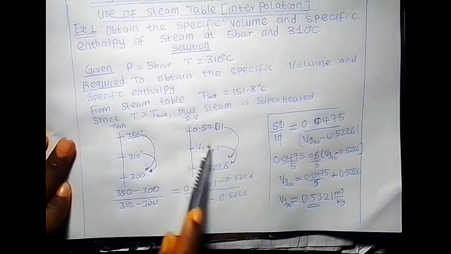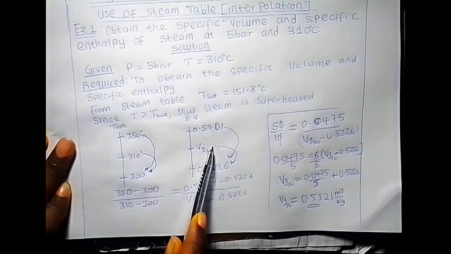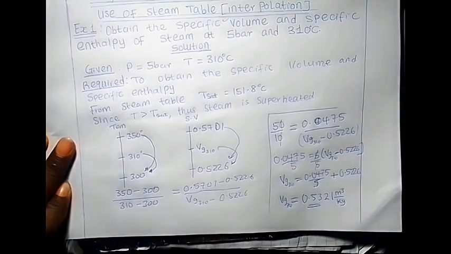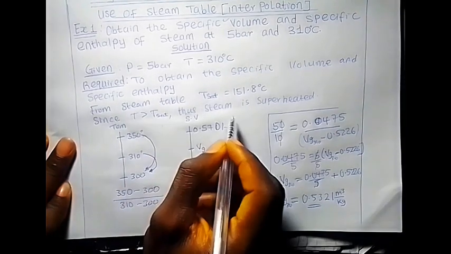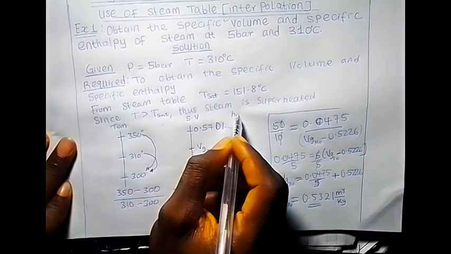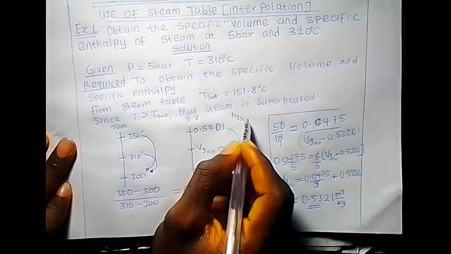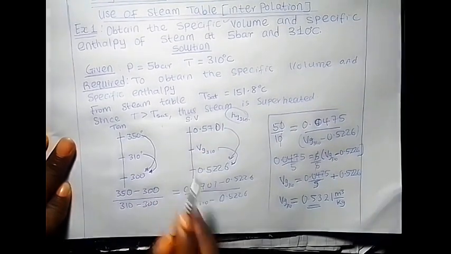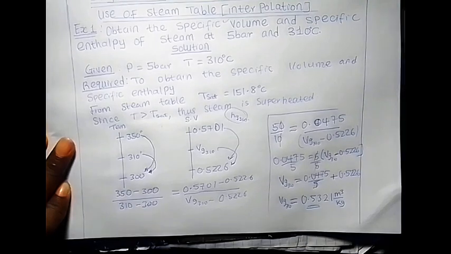Then you are looking for your what? For the middle, which will be what? Your enthalpy is denoted by H. So it will be Hg of 300. That's what will be here. Then you interpolate and get what the answer will be.